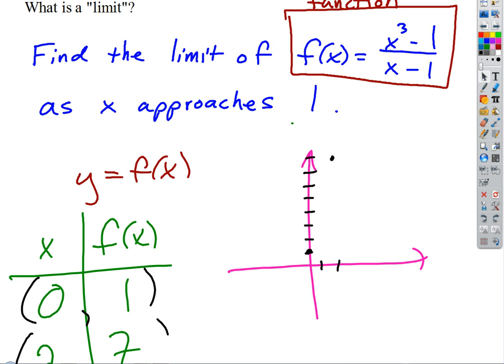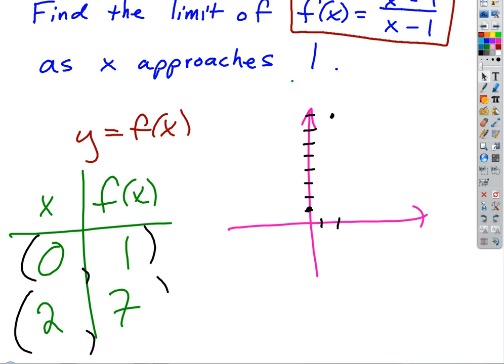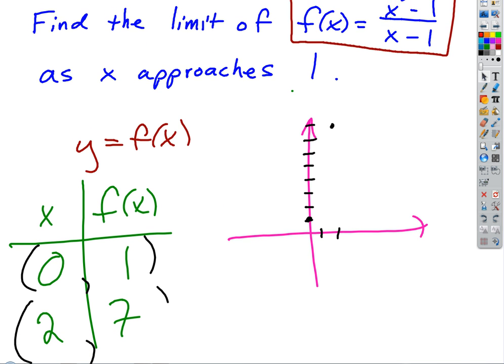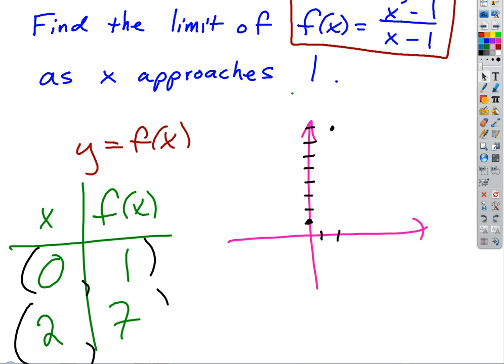Okay, well, let's plug in 1. What happens if I, on my t-table here, that's no big deal, right? I'll just plug in 1. If I plug in 1, what do I get? 0. 0 over... What's that? Ah, it's undefined. Yeah, we can't do that.